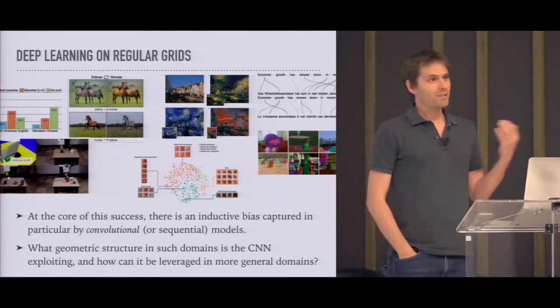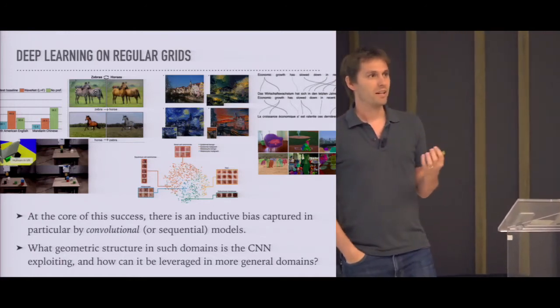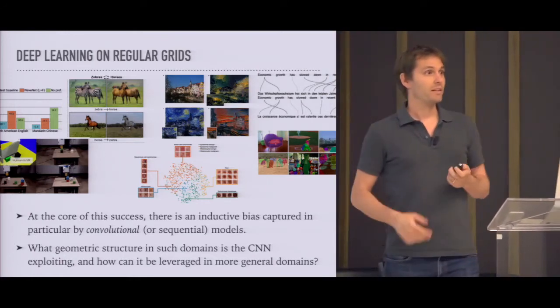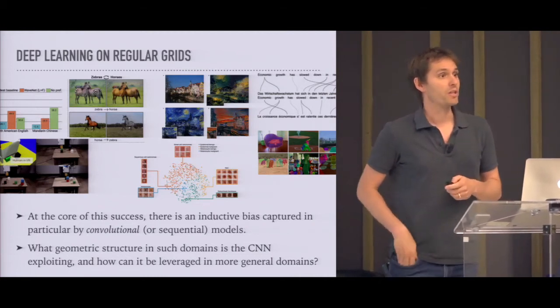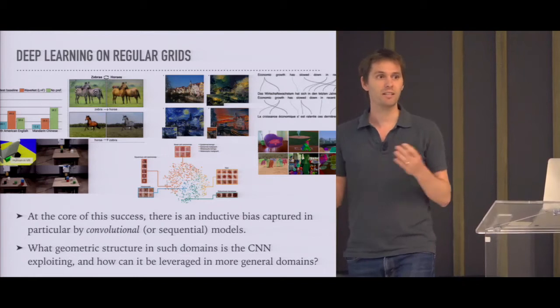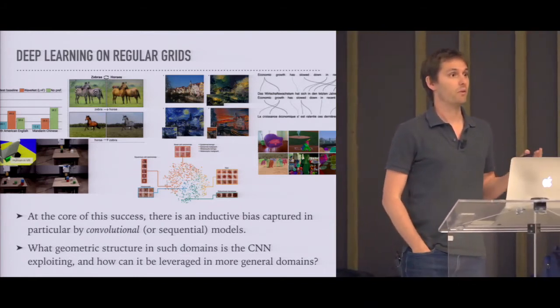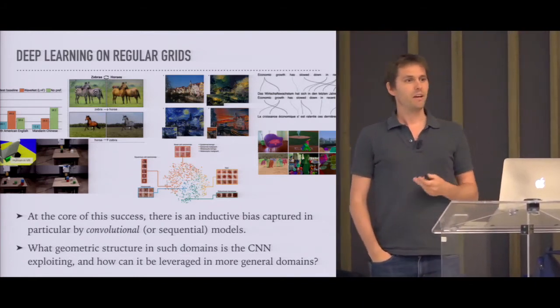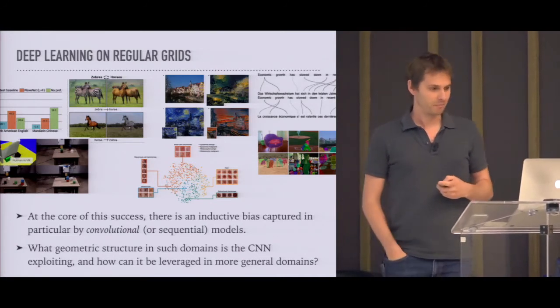So what is this geometric structure that these CNNs are capturing? And maybe how can we take this lesson and use it in other problems that might also have geometric structure, but that does not appear in this very nice regular way? Okay, so that's the topic of today's lecture.